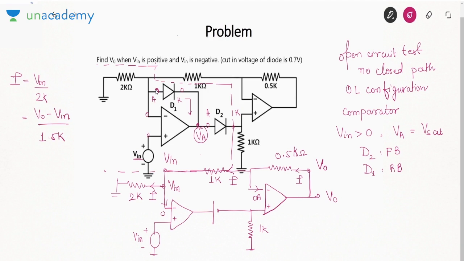These 1K and 0.5K are in series. Why they are in series? Because the current through them is same. So K gets cancelled. 1.5 Vin is 2 V0 minus 2 Vin. So V0 is 1.75 Vin.